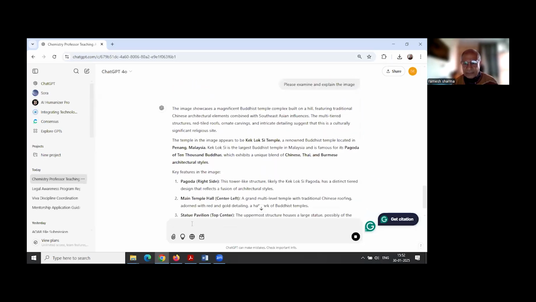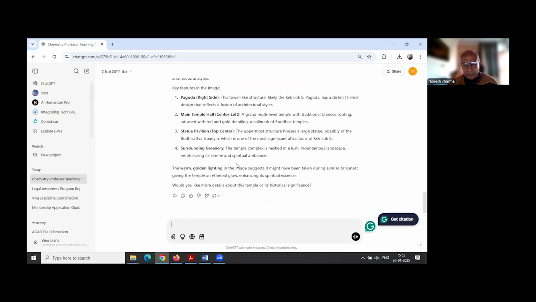Wow, it has rightfully identified that this is a renowned Buddhist temple located in Penang, Malaysia. Kek Lok Si is the largest Buddhist temple in Malaysia and is famous for its pagoda of 10,000 Buddhas. See the power of it.